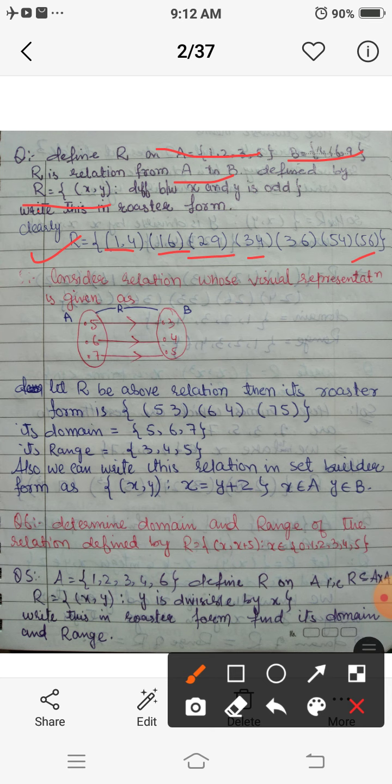And here we cannot say that the ordered pair (2, 4) belongs to R, because 2 minus 4 or 4 minus 2 is simply 2, that is an even number. This means that this is the roster form or the tabular form of this very relation, (x, y) such that the difference between x and y is odd.